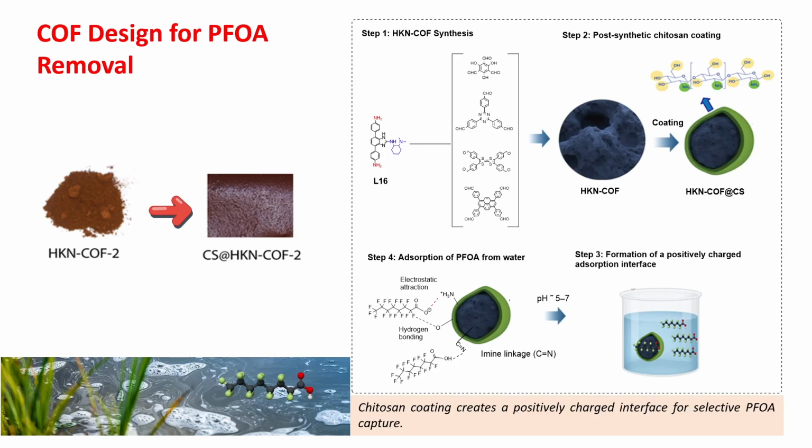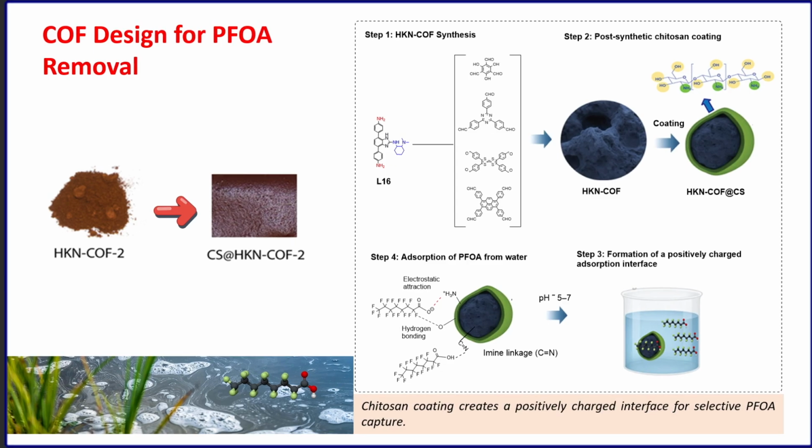And now I will move to the second pollutant, which is perfluorooctanoic acid. As you know, perfluorooctanoic acid is an anionic pollutant. So for that purpose, we started to design a COF, starting from the custom synthesis of the linker here, containing secondary and tertiary amine. This amine, we reacted with different aldehydes in order to produce a series of COFs.